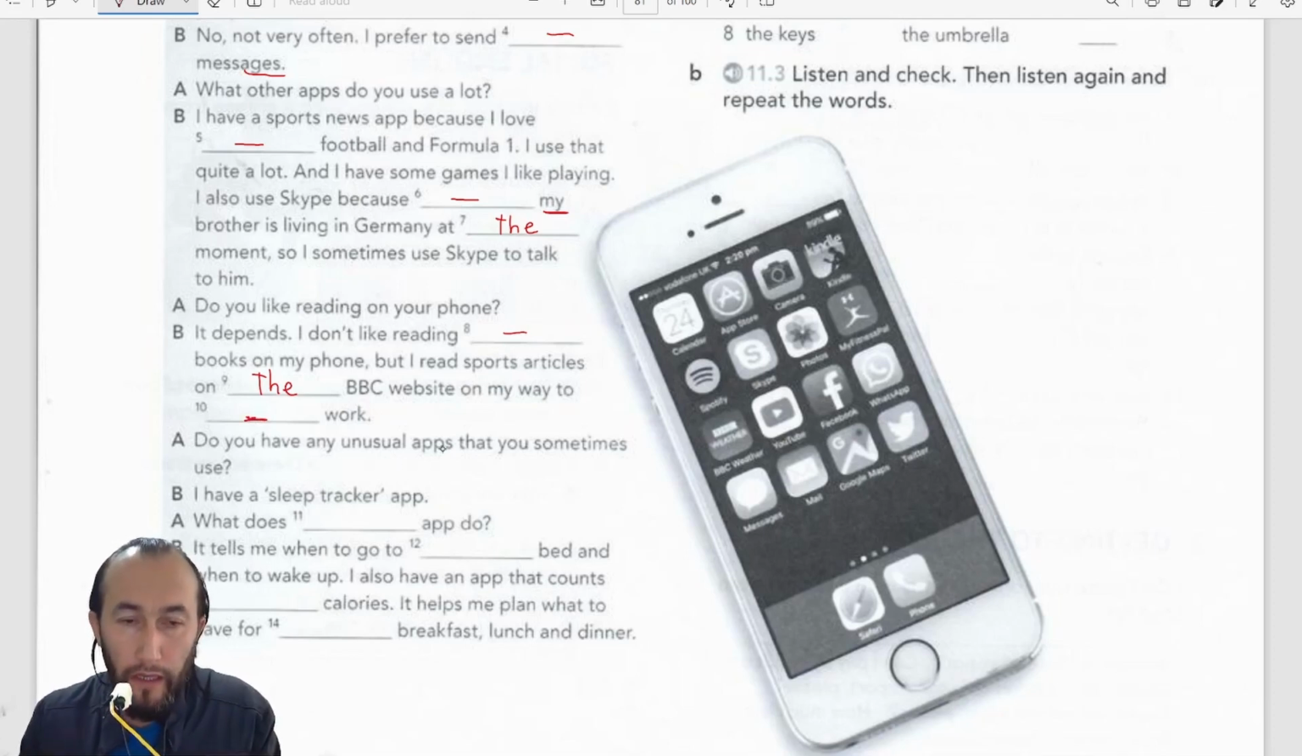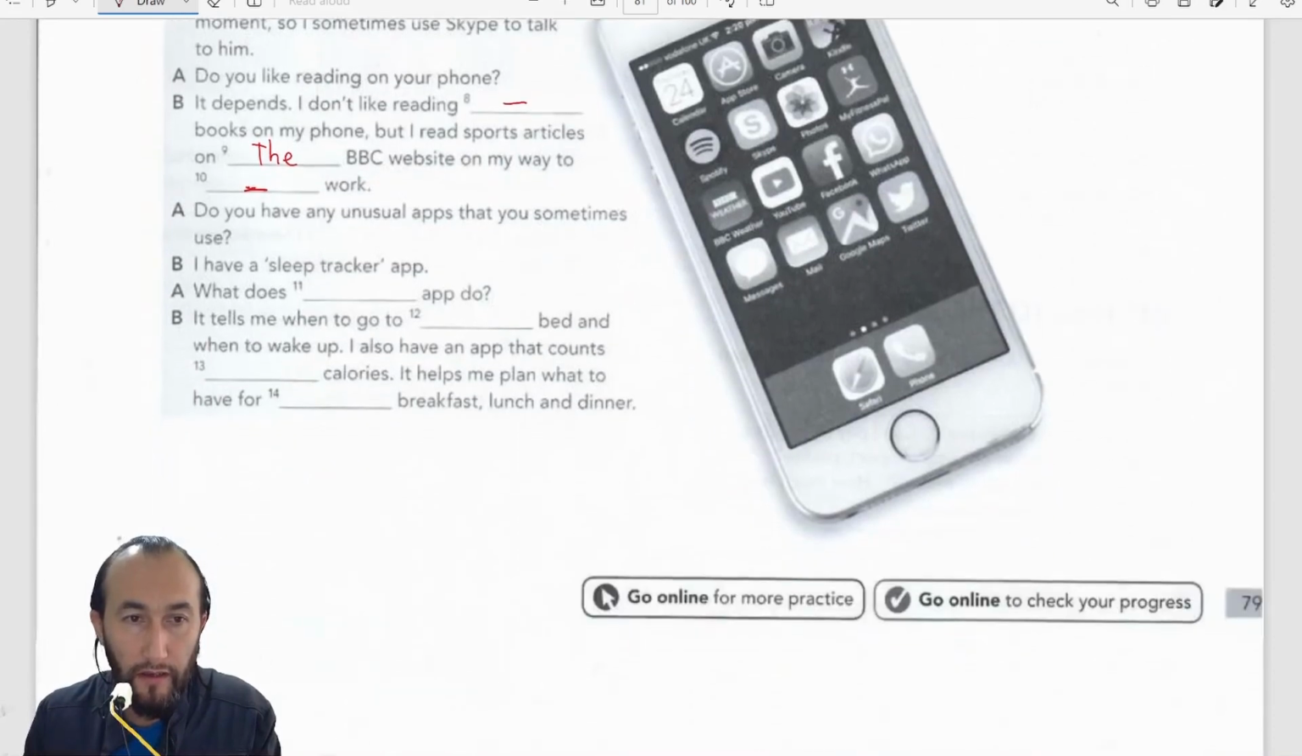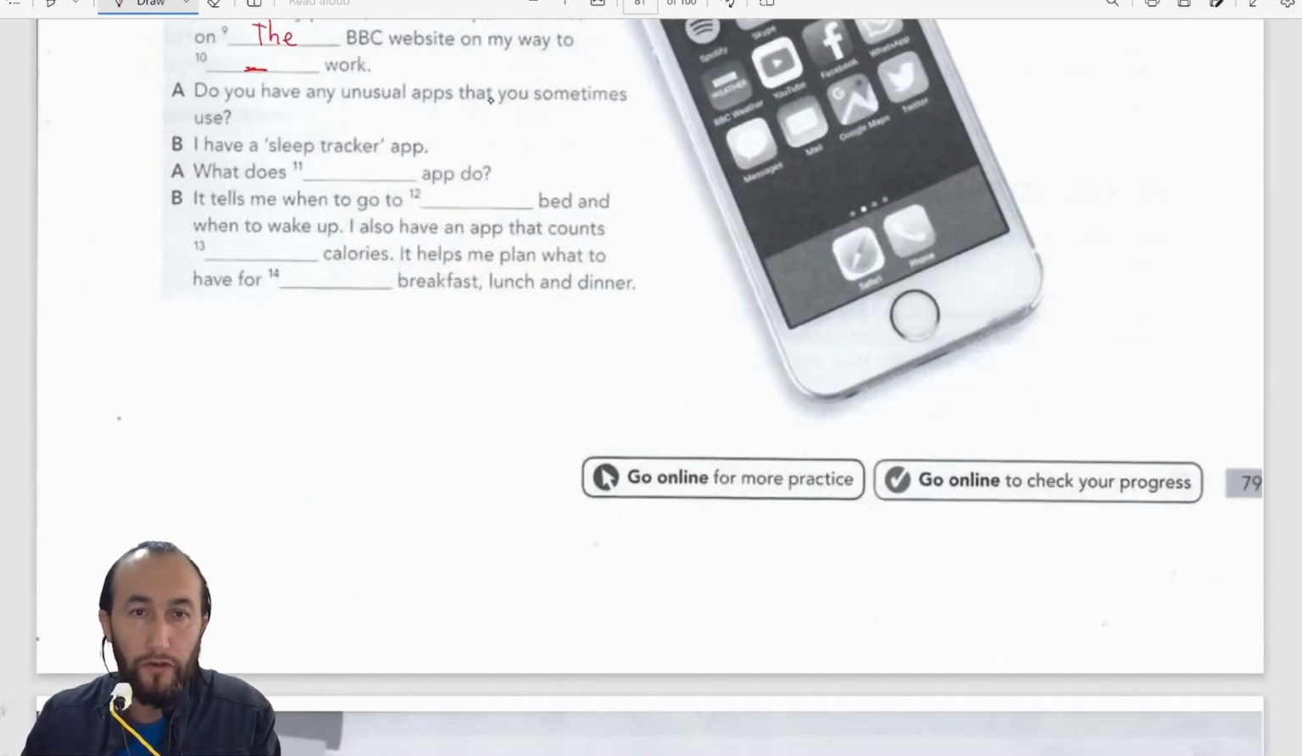Do you have any unusual apps that you sometimes use? So he's asking another question here. B says, I have a sleep tracker app. What does the app do? So B mentioned this app, and A is asking about that app. This is the second time mentioning it, so: what does the app do?